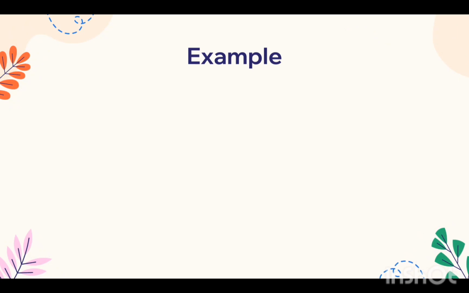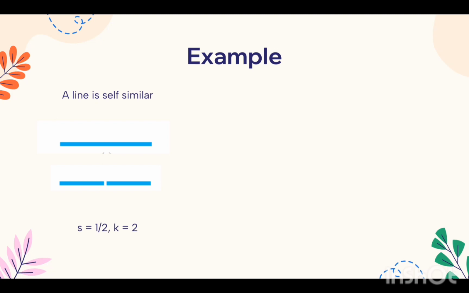Next, we will see some examples of self-similarity. A line is considered to be self-similar because we can divide it and the subdivision will be similar to the original line. The s equals 1 over 2 means that the size of the subdivision is half the original line, and k equals 2 means that we divide the line into two parts.